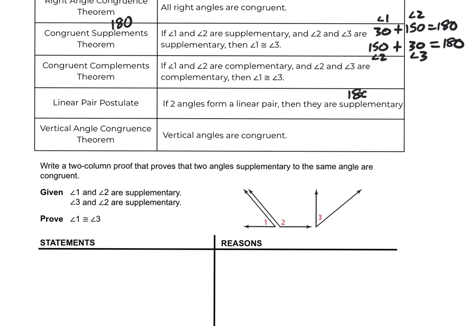So big key here is to know our vocab. Know what it means to be supplementary. Know what it means to be complementary. If we know those things, then we're going to be in good shape.